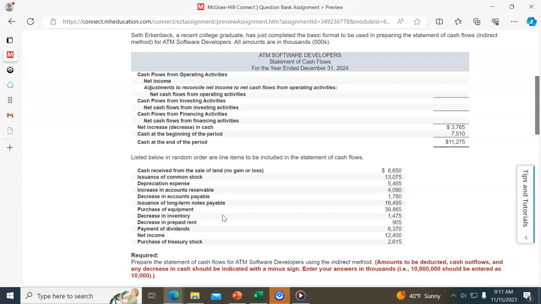Payment of dividends. Financing. Where's the net income go? At the very top. Purchase of treasury stock. Financing. And is it an inflow or an outflow? It's an outflow. You use money.